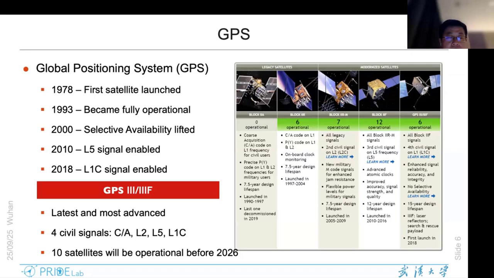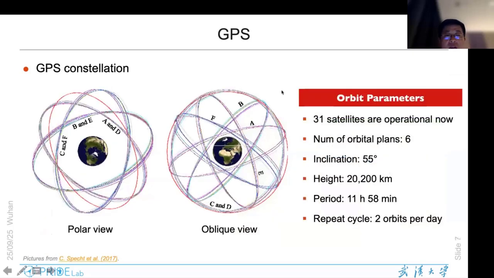And now we have about 10 satellites operational. 10 satellites will be launched to space before 2026. And this is the constellation composition of the GPS satellites. Now we have 31 satellites. Normally, it should have 32 satellites in space. Sometimes they have some spare satellites, and sometimes a few of them may malfunction, so they will be down from time to time.